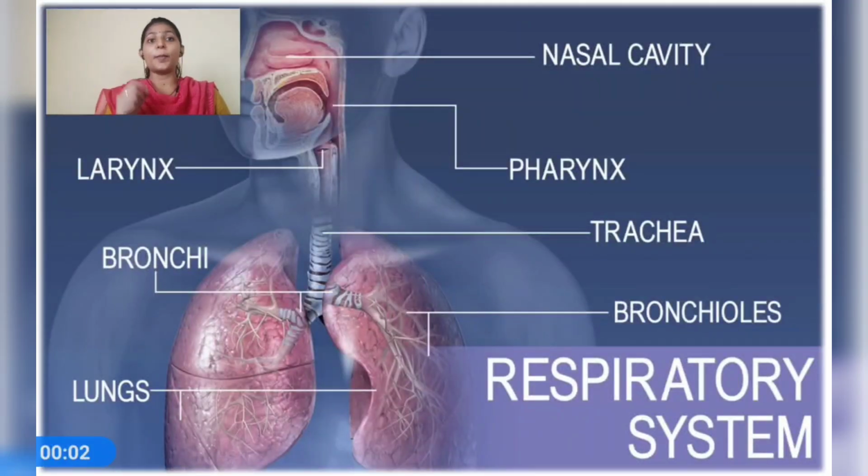Now let's learn the parts which are involved in the respiratory system. The parts involved in the respiratory system of human beings are the nasal cavity, the pharynx, the larynx, trachea, bronchi, bronchioles, and alveolar sacs, which are enclosed in the lungs. So let's learn each of these part by part.